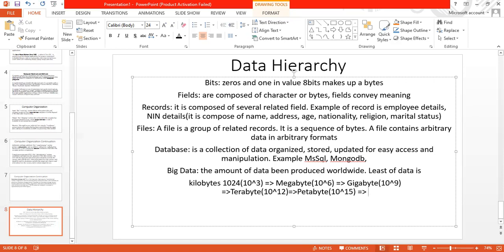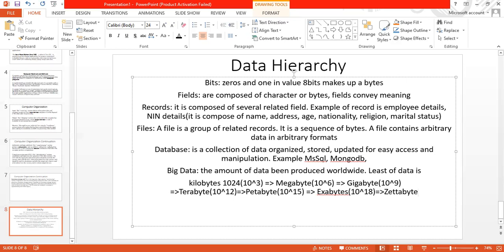And we have the exabyte. That is 10 raised to the power of 18. I hope we are getting something. And the boss of them all is the zettabyte. Yeah, that's the zettabyte.